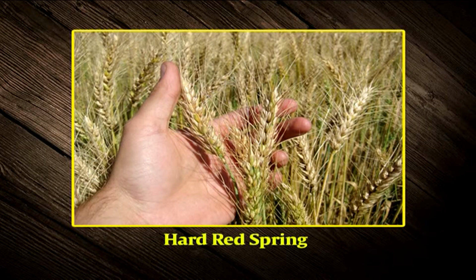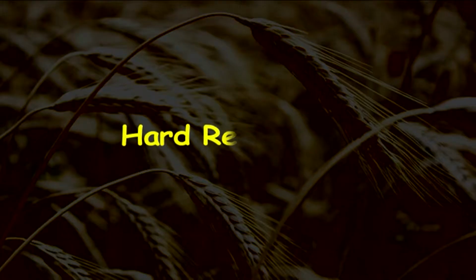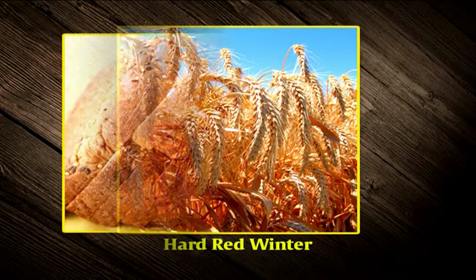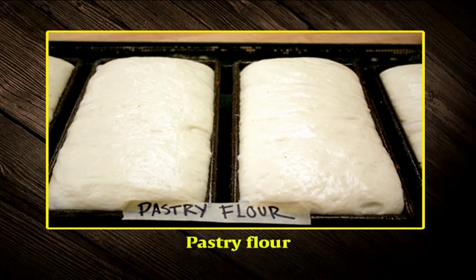Hard red spring. Hard brownish high protein wheat used for bread and hard baked goods. Hard red winter. Hard brownish mellow high protein wheat used for bread, hard baked goods, and as an adjunct in other flours to increase protein in pastry flour for pie crusts.